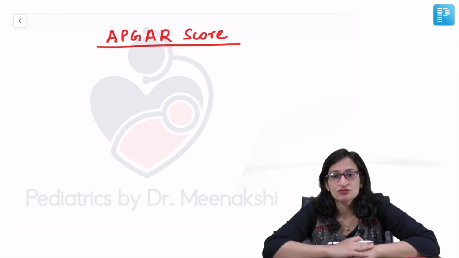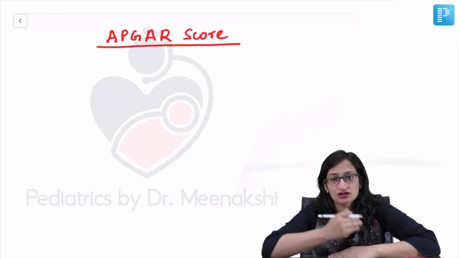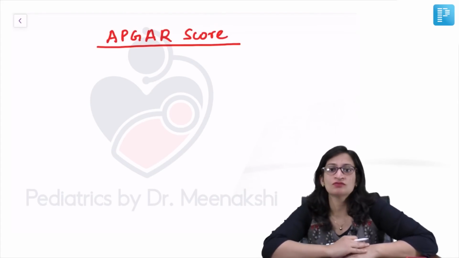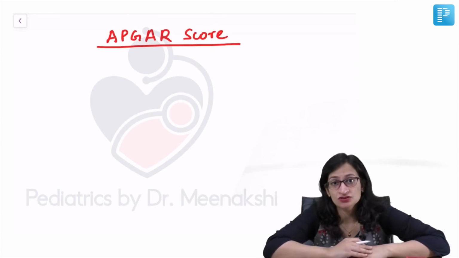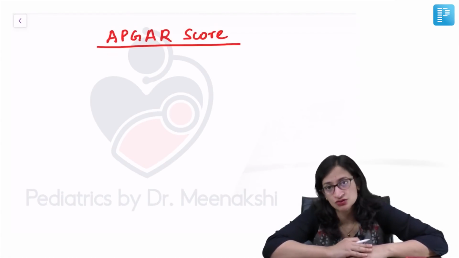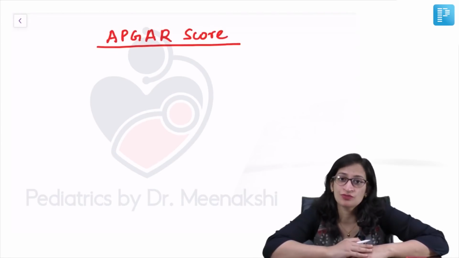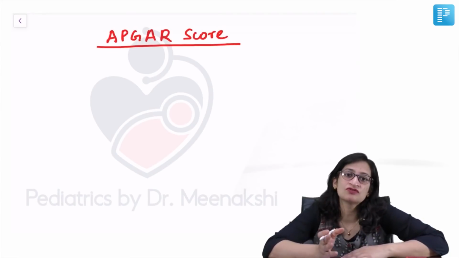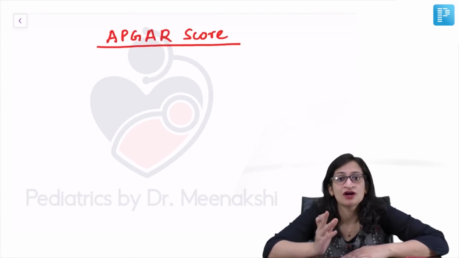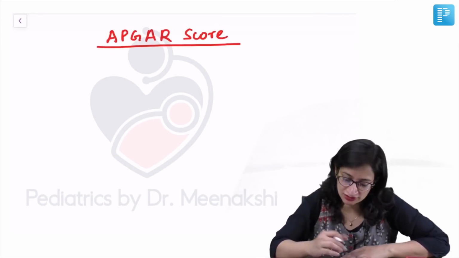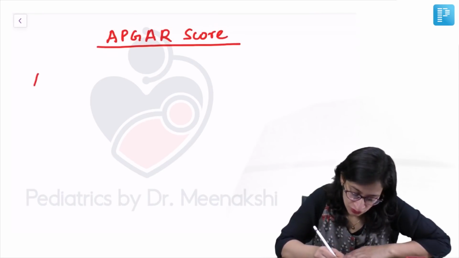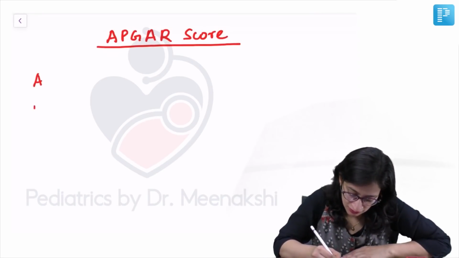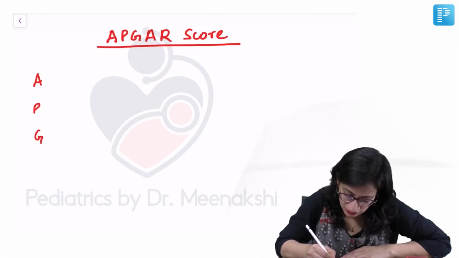So we now discuss some very important scores that are used in neonates. The most important of them is the Apgar score. You are given case scenarios where you may be asked to calculate what the Apgar score is. So we need to know the components of Apgar score in detail. The components of Apgar score you can remember by the name Apgar itself. So let us see how. There are 5 components: A, P, G, A and R.